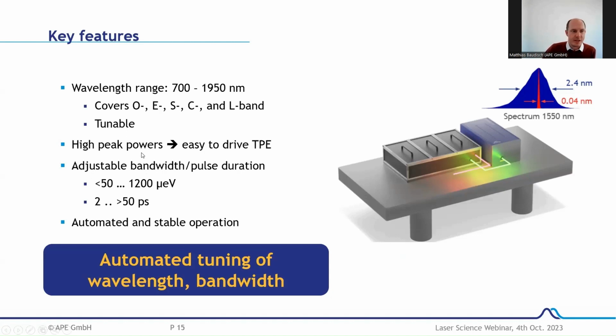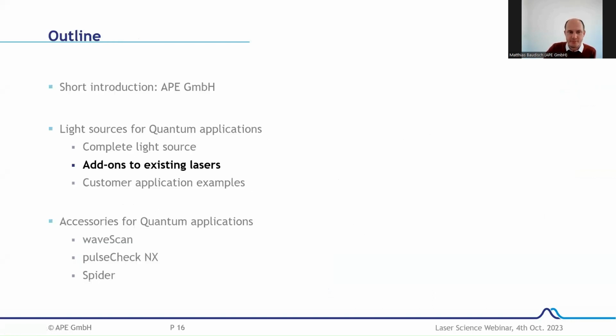Then our system has a high peak power, can drive two-photon emission processes, and as I said, adjustable bandwidth and therefore also adjustable pulse duration. And it's all automated, stable operation, and can be tuned easily. This is essentially the complete light source.